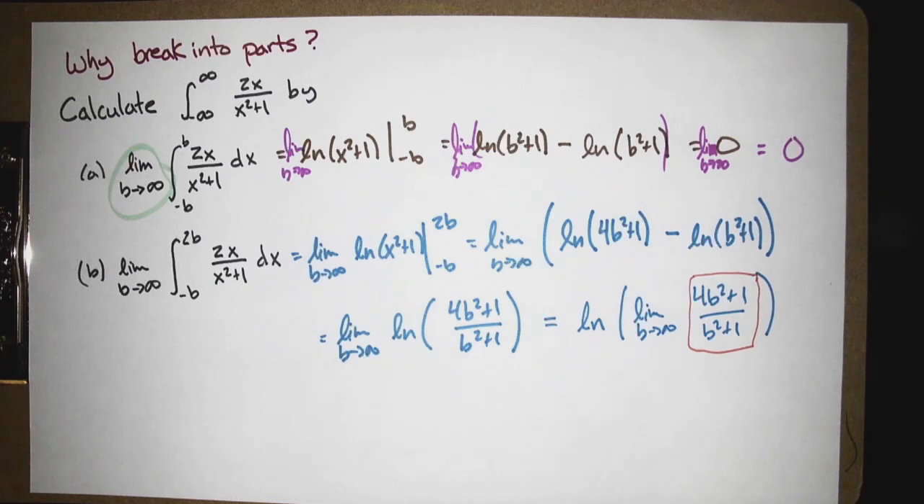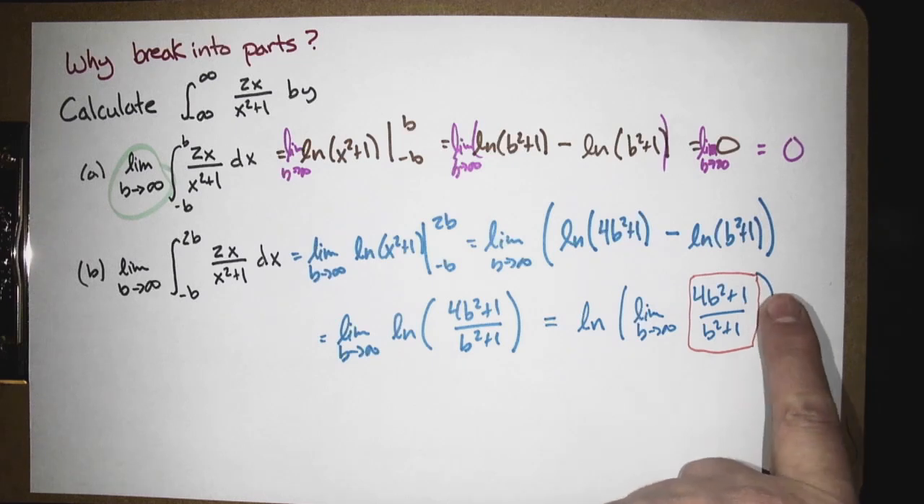So when you have fractions, focus on the big parts. The small parts won't matter because the big parts are going to dominate. b squared and 4b squared versus the ones. Are the ones going to make a big difference when we start talking like b is a million? No. So we say, okay, ignore the lower order terms.